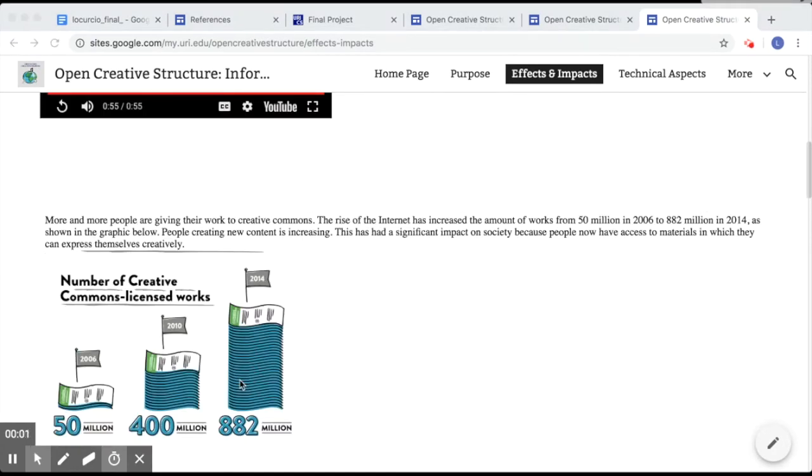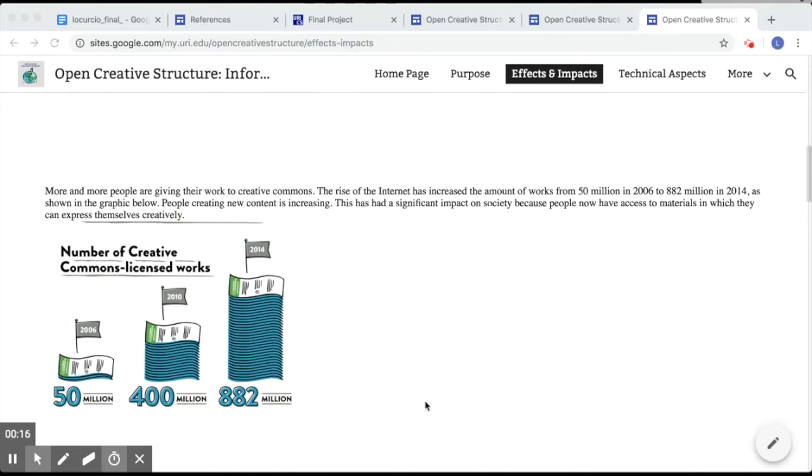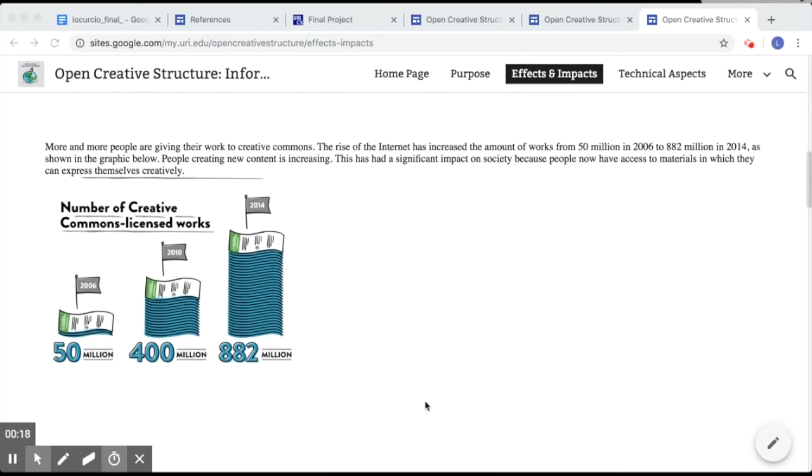More and more people are giving their work to Creative Commons. The rise of the internet has increased the amount of works from 50 million in 2006 to 882 million in 2014, as seen in this graphic below. This has had a significant impact on society because people now have access to materials in which they can express themselves creatively.